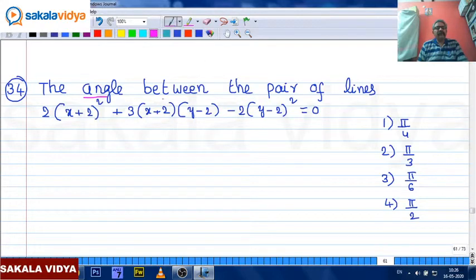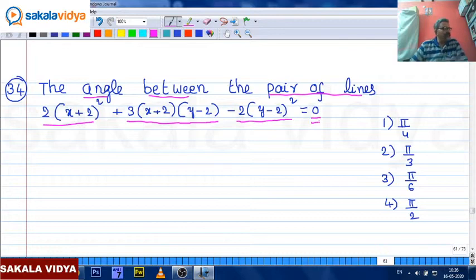The angle between the pair of lines 2 times x plus 2 whole square plus 3 times bracket of x plus 2 and bracket of y minus 2 minus 2 times bracket of y minus 2 whole square is equal to 0. Generally one will be tempted to simplify this equation and it takes a lot of time, but first directly check the coefficient of x square plus the coefficient of y square, that means a plus b. If a plus b is equal to 0, directly we can say the angle between the pair of lines is 90 degrees. So let us check it now.